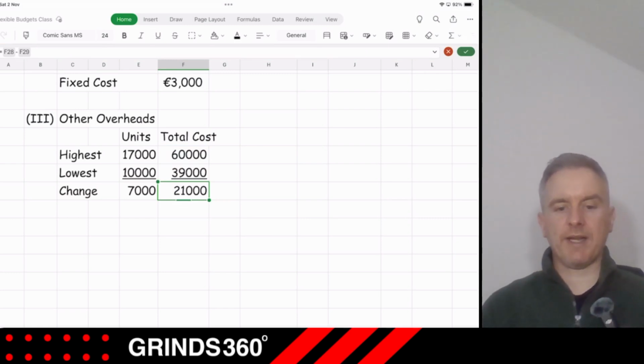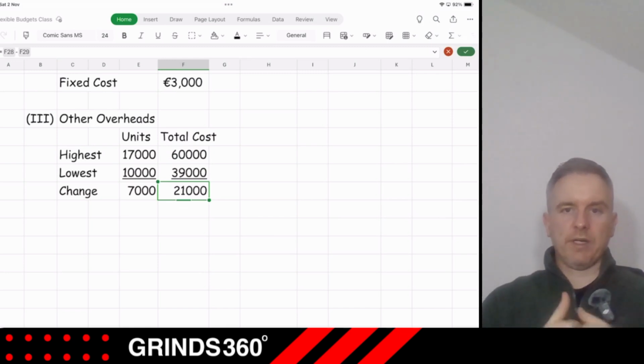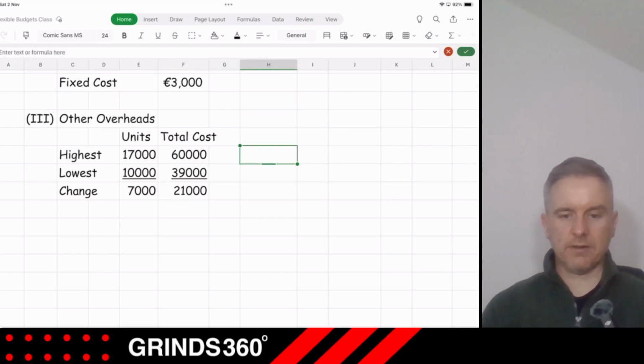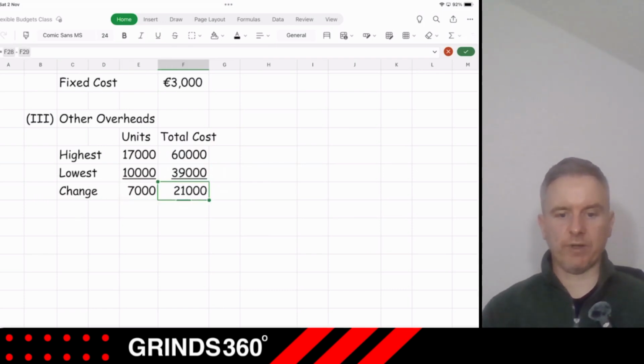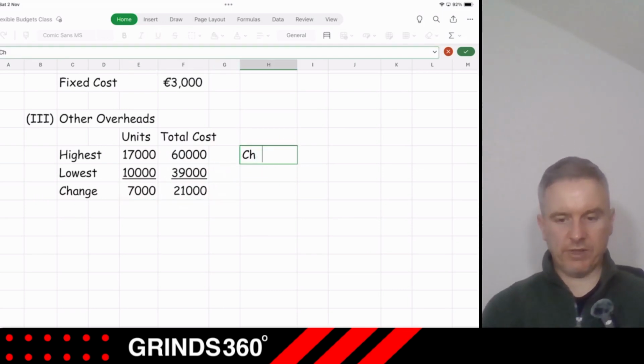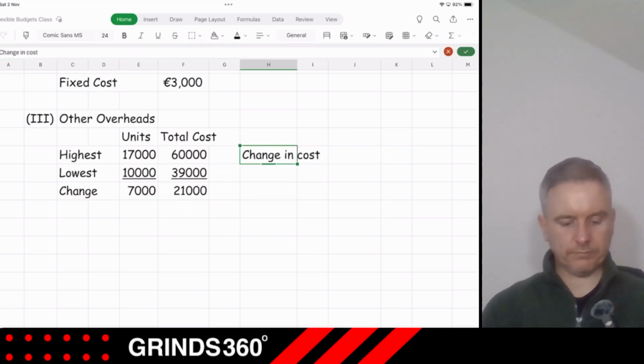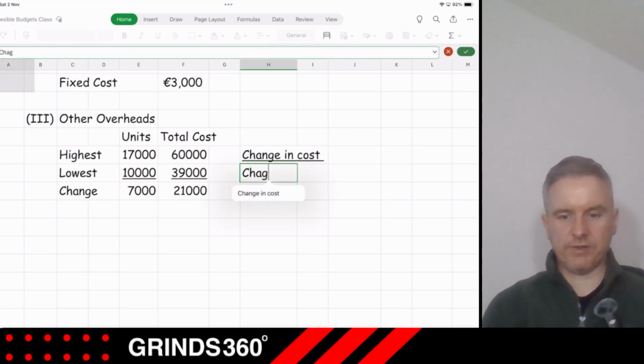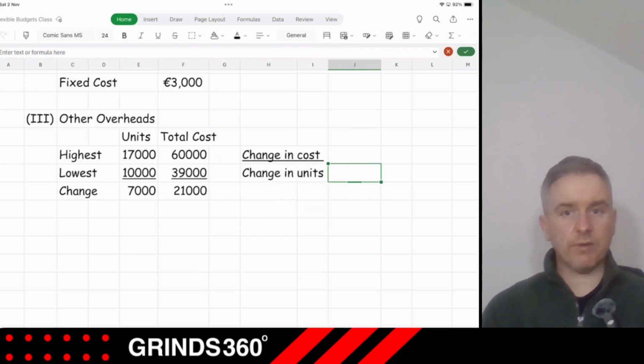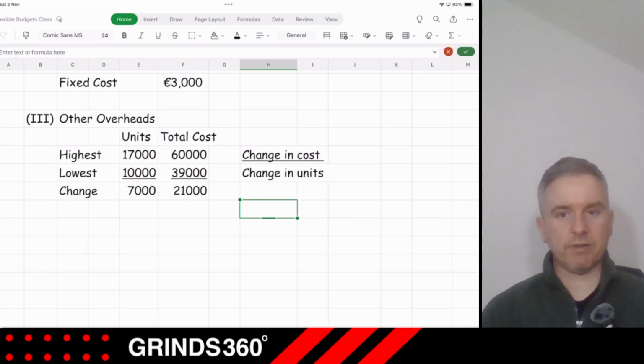Now think about what we did next. We tried to get the variable cost per unit. So variable cost per unit, for every 1 unit I increased, what happened to the cost, okay? So we can see that the total cost increased by 21,000 when the total units increased by 7,000. So it's going to be the change in cost all over the change in units. So that's what I would have in a flashcard, and just have a little reminder, this is what I did.